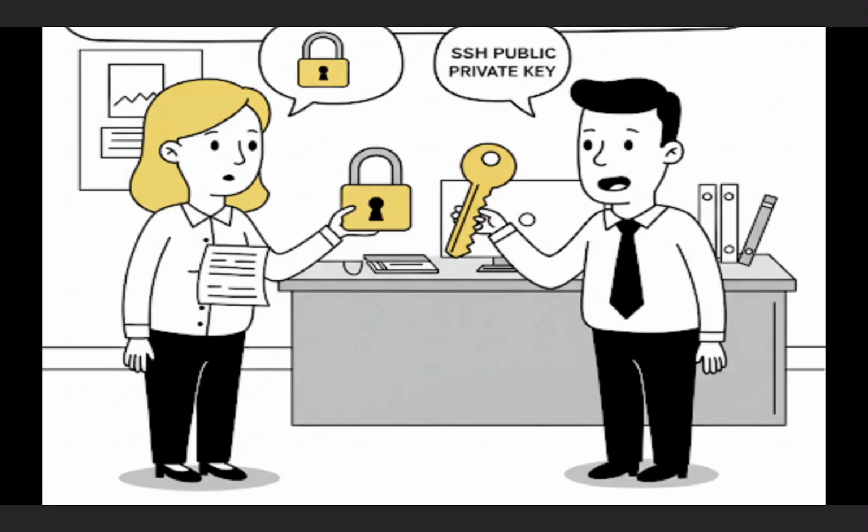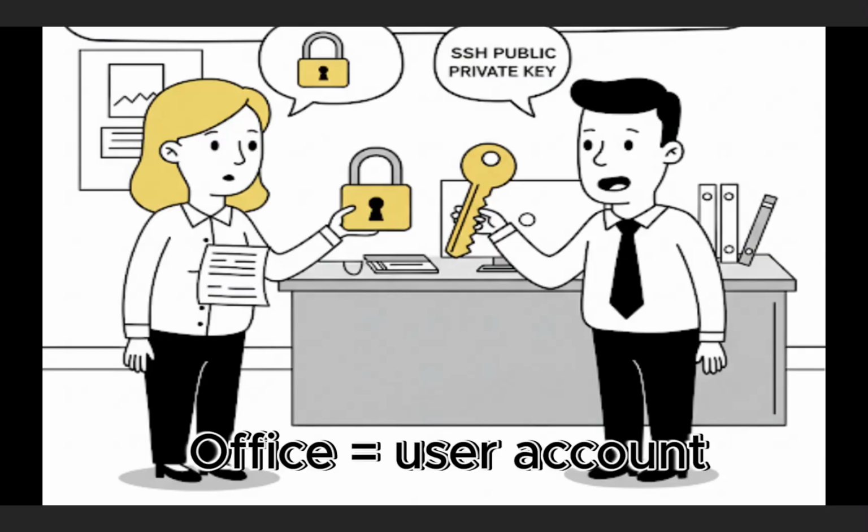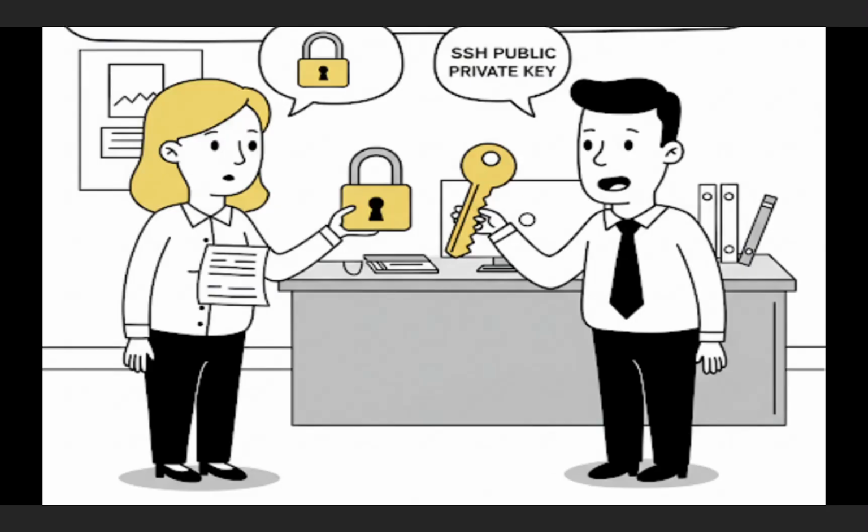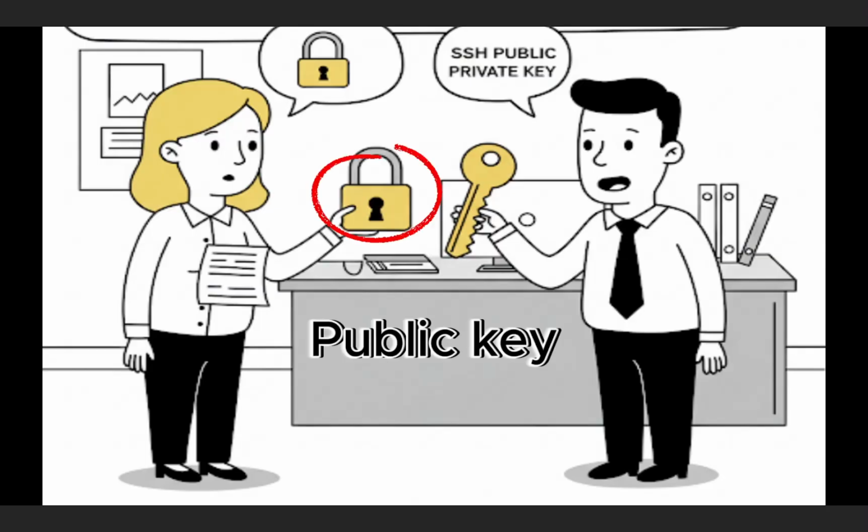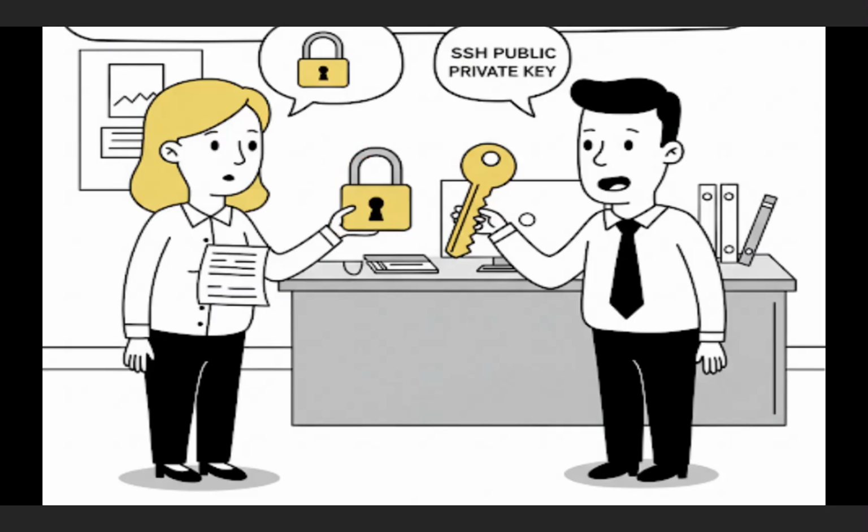What this means in the SSH world. In this analogy, the office at the company is the user account at the remote server Bob will log into. The padlock is Bob's public key. Anyone can see it. That's the reason it is called public key. It locks things up.